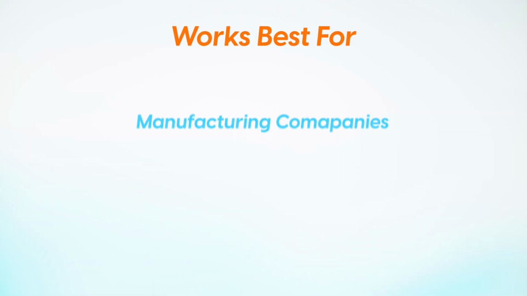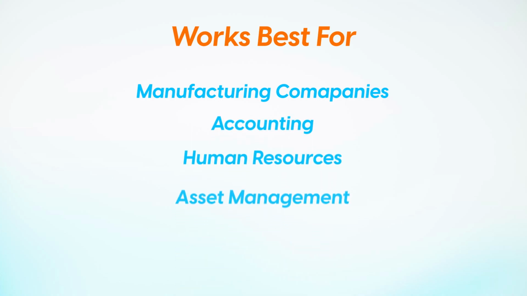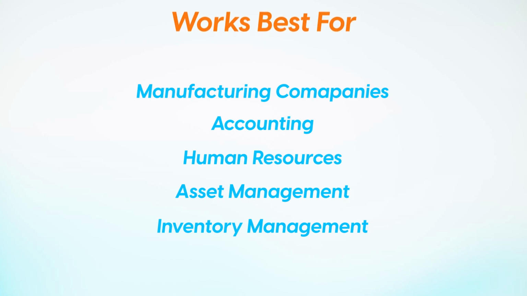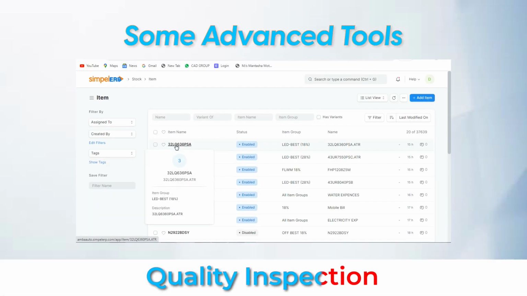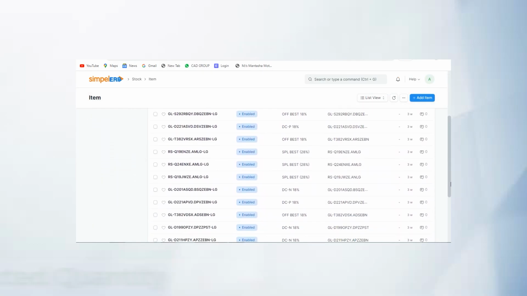Let's go over a few pros of SimpelERP. SimpelERP works best for manufacturing companies. The basic core modules, accounting, HR, and asset management, come with an inventory management system to monitor stock levels, transactions, and pricing. The system also has advanced tools for quality inspection, stock reconciliation, delivery, projected quantity, and perpetual inventory.